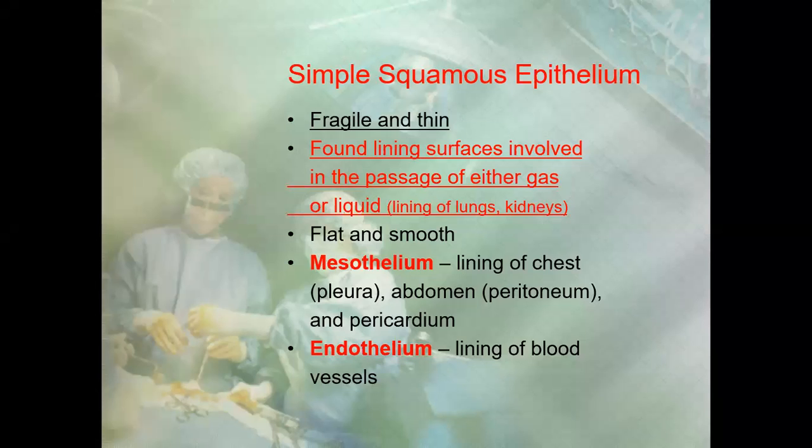And then we have the shapes of our bricks. We have our squamous, which are squished, very fragile. We have our cuboidal, which are cube-shaped. We have our columnar, which are column-shaped. So then we started talking about these configurations. We have the simple squamous, one single layer of squished, fragile cells.